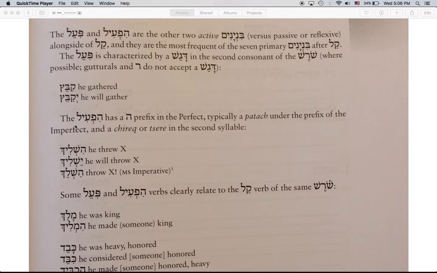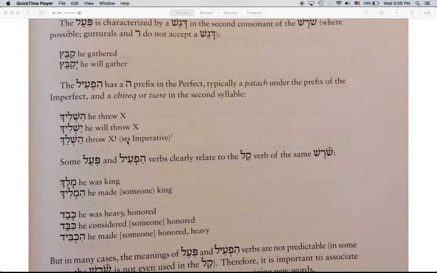Let's take a look at the hiphil. The hiphil has a hey prefix in the perfect, and typically a patach under the prefix of the imperfect, and a hireq or tsere in the second syllable. So let's take a look at some examples. Here we have a perfect. The hey is added to the front, and there's a hireq yod after the second syllable. So this is quite clearly a hiphil with the two main signs of the hiphil, the hey hireq attached to the front, and the hireq yod thereafter the second root letter.